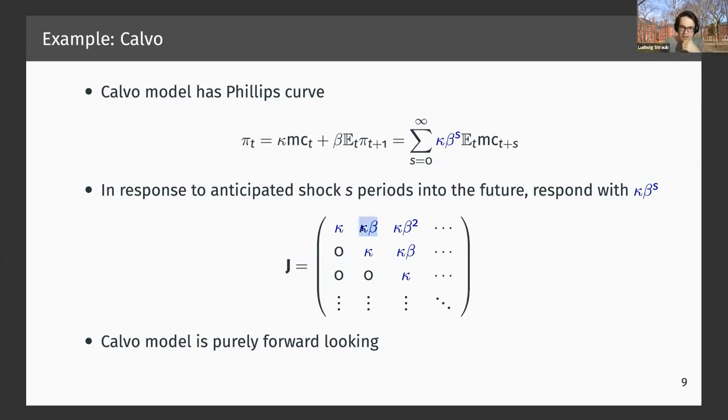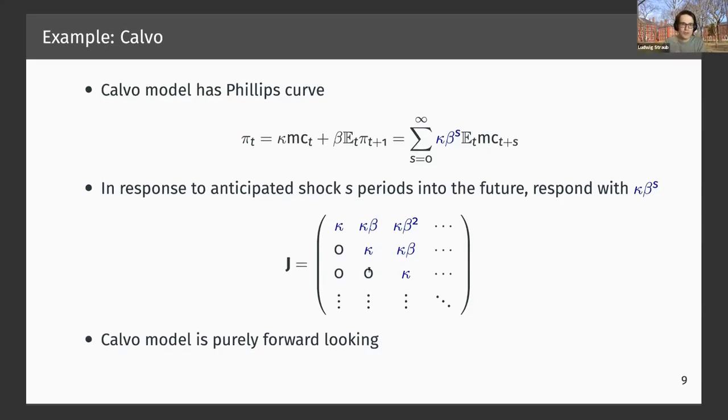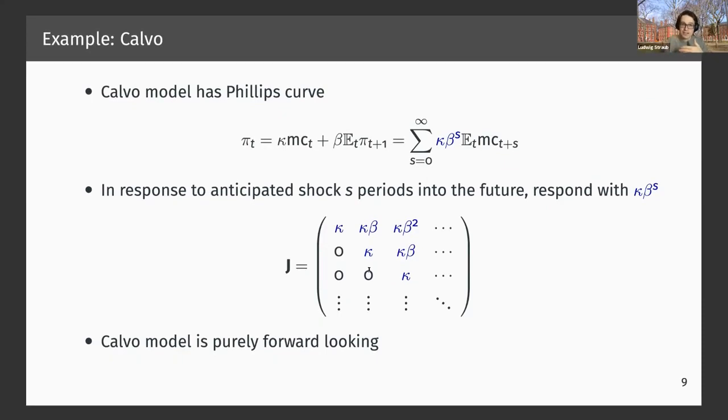And so you get the initial response of inflation, which is kappa times beta. And then tomorrow, in the same period as the shock, again, you get kappa. And then after that, you again get zeros, because once the shock is in the past, there's no more inflation response, because again, the Calvo model is perfectly forward-looking. Okay, so basically what's happening here is that you get kappas along the diagonal, and the further you are away from the time of the shock, the further you're away from the diagonal, you get more and more discounting.